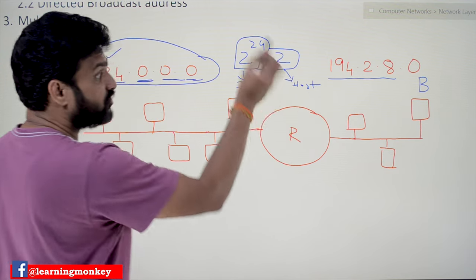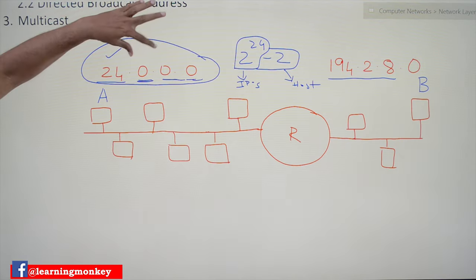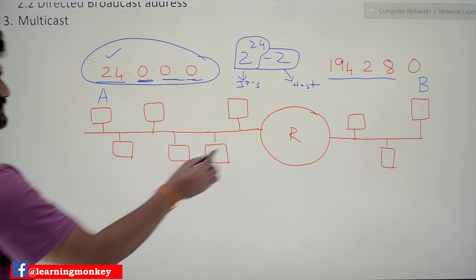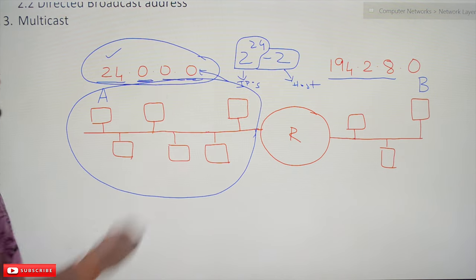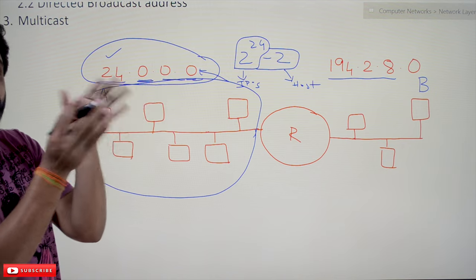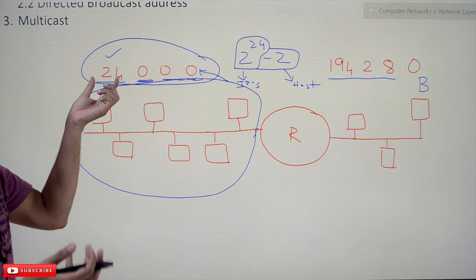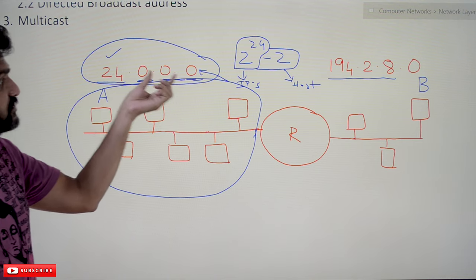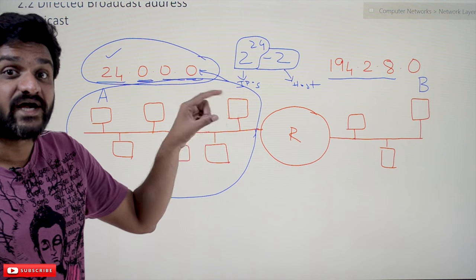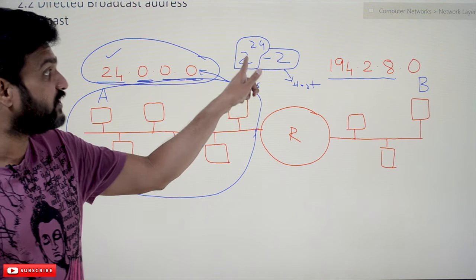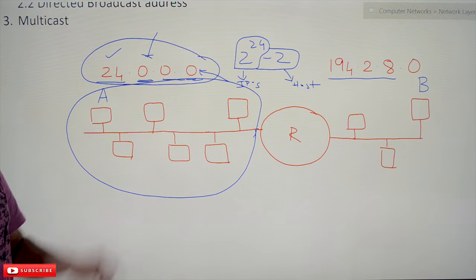The number of hosts that can be configured into this network is 2^24 minus 2, because one of the IP addresses is used for this network ID. For this entire network, the ID that is provided is this one. Among these 2^24 IP addresses, the first possible IP address for this network number 24, class A address, is 24.0.0.0. So this is used as the network ID for this entire network. That is the reason why one of these IP addresses is used as the network ID.